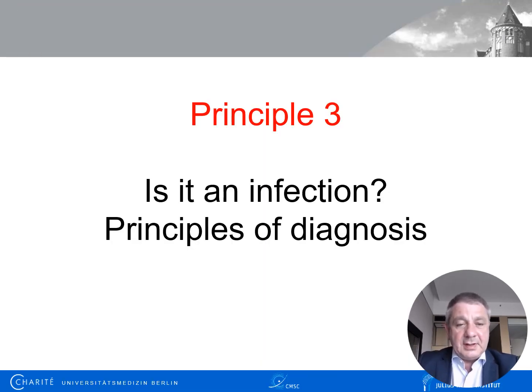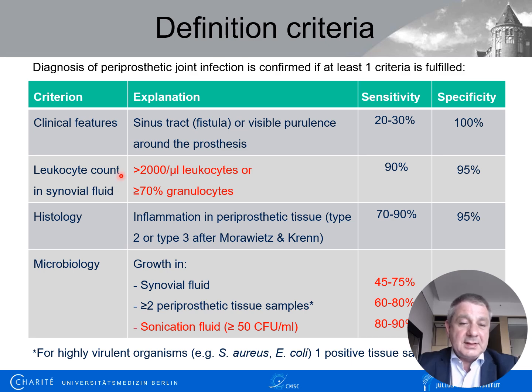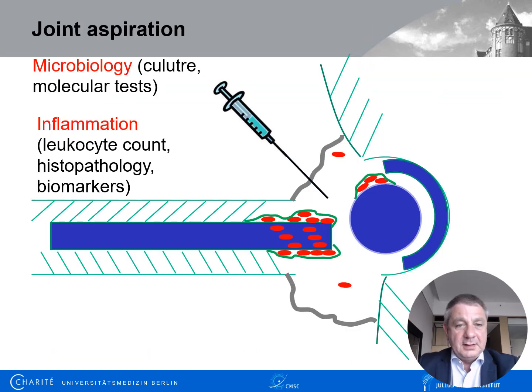The third principle involves the diagnostic principle, which will be evaluated by Alejandra. I just want to emphasize that the main preoperative investigation is aspiration of the synovial fluid and leukocyte count determination, whereas during surgery, beside tissue samples, the most important is sonication to detect bacteria from the implant. So the joint aspiration should include not only microbiology, but also leukocyte count, which is more important than the pathogen itself.